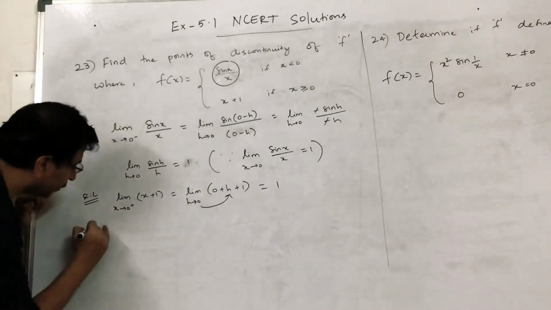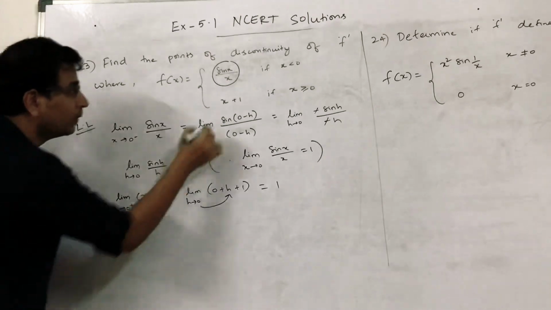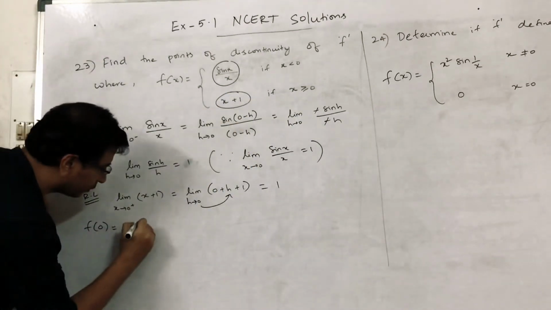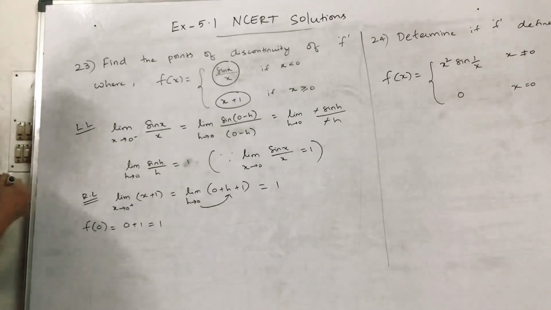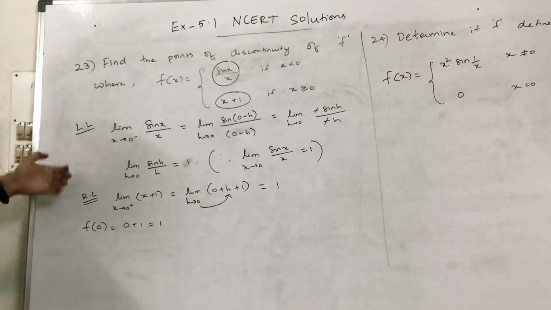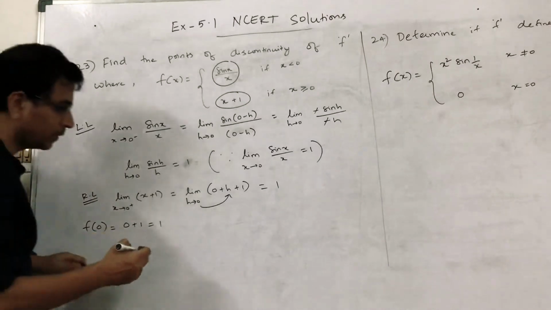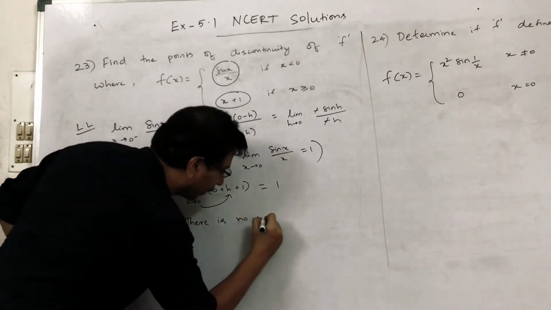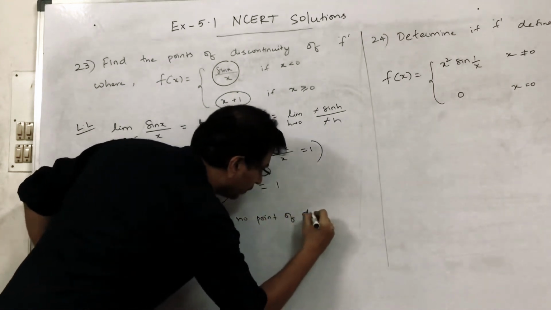Now, what is f of 0? For f of 0, we need to consider this function. Substituting 0 in the place of x, f of 0 is going to be 0 plus 1, that is 1. So, from this we can conclude, since left limit is equal to right limit is equal to the function value, there is no point of discontinuity.